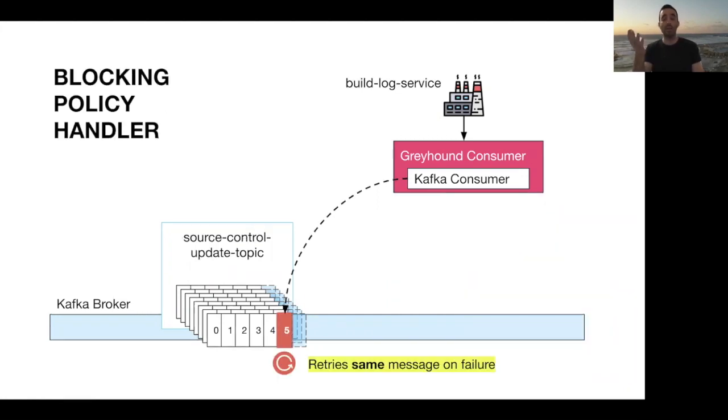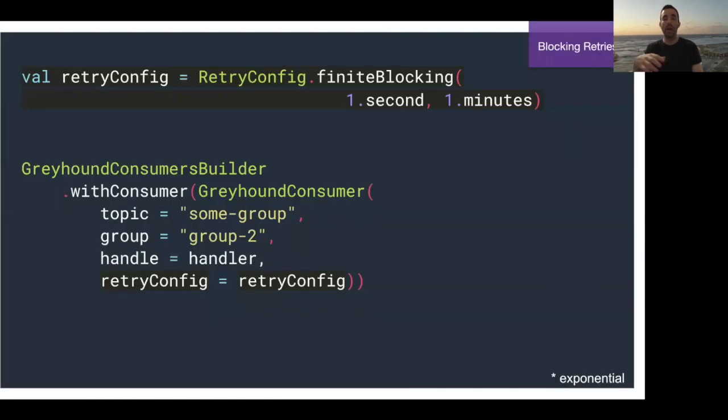Now, as we see with the non-blocking retries, we have out of order execution. But if order is important for us, then Greyhound has the blocking policy, where we can retry the same message upon failure again and again until we succeed. And it's really easy to set up with finite blocking and the intervals that you want to set. We can also set it with exponentially backing off intervals, or infinite blocking if it's a critical action that has to be completed eventually.